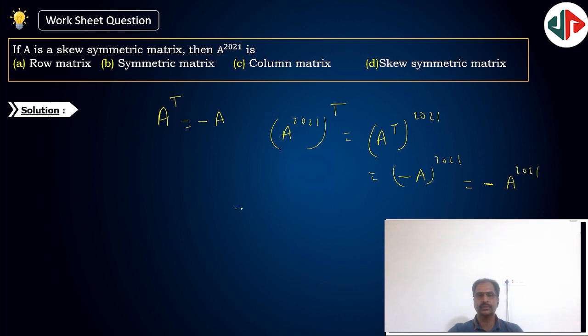What does it mean? A power 2021 whole transpose is minus of A power 2021, which means A power 2021 is a skew symmetric matrix. Option B is correct.